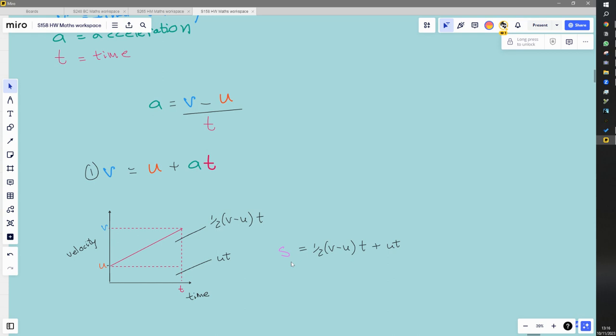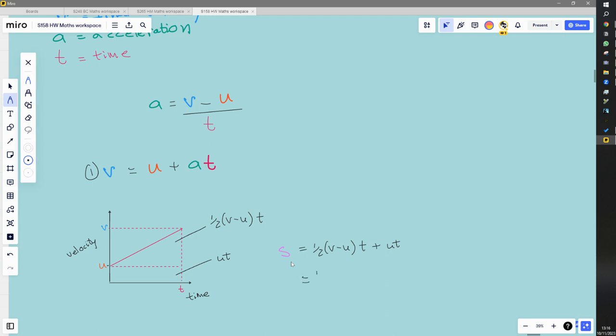Oh, yes. So if a is equal to v minus u over t, then v minus u would be equal to at, wouldn't it? Yeah. So we've seen the bracket there. We've got v minus u, well, that could be rewritten as at.